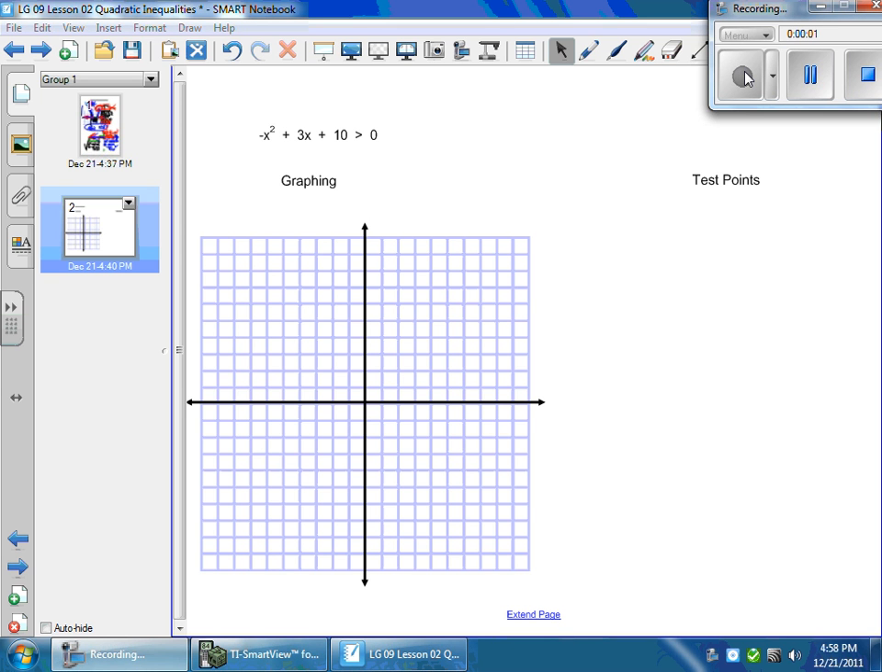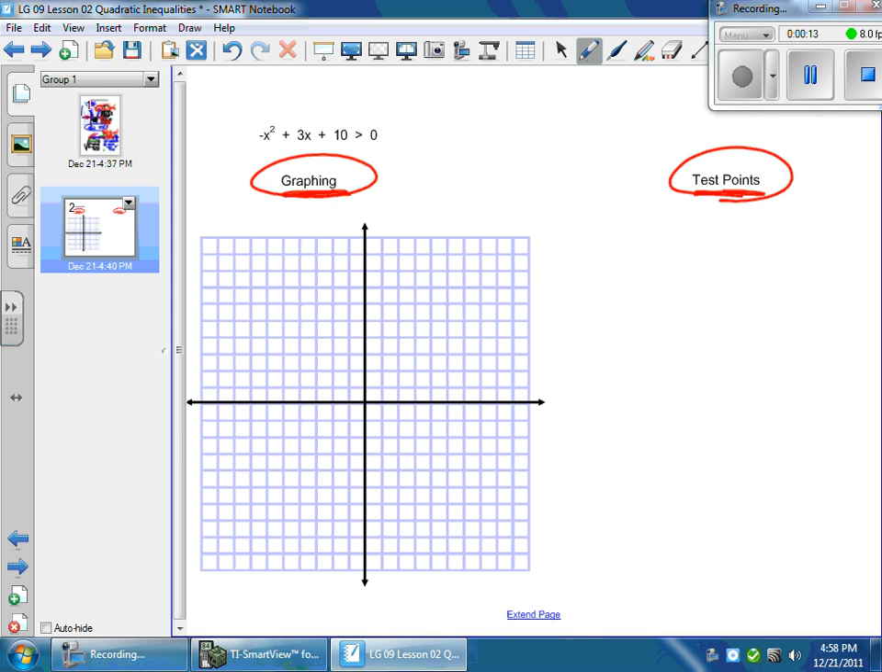Okay, I realize that last podcast was a little long, so let's just talk about graphing and go to town. I'm going to put graphing and test points together. I'm going to make this so simple for you that it is just absolutely ridiculous how easy this is going to be. So first things first, let's go right into the graph of this.